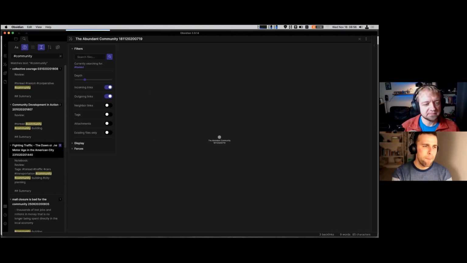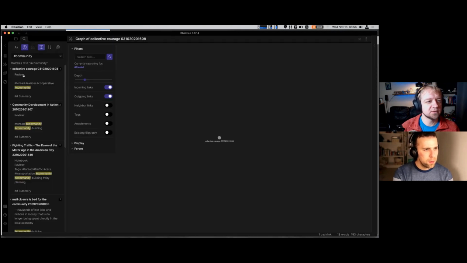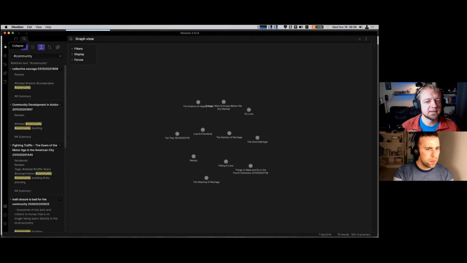So, and my current database also has some, well, I guess we're in graph view. So let's go back over here. Collective courage out of graph view though. Okay. How do we do that again?